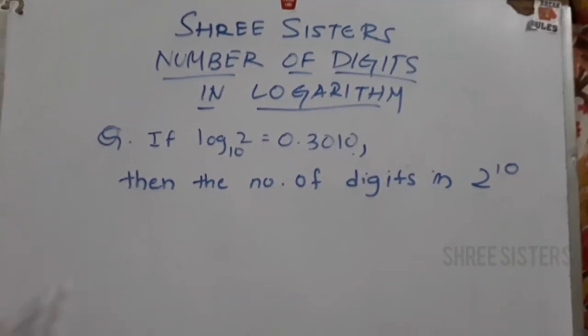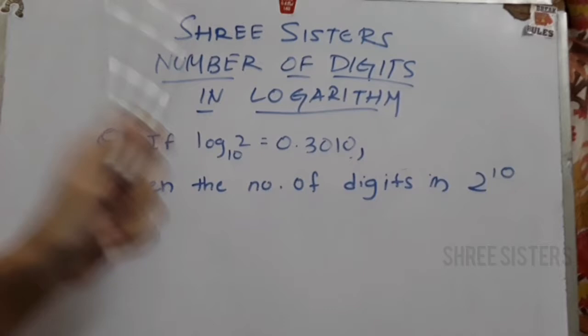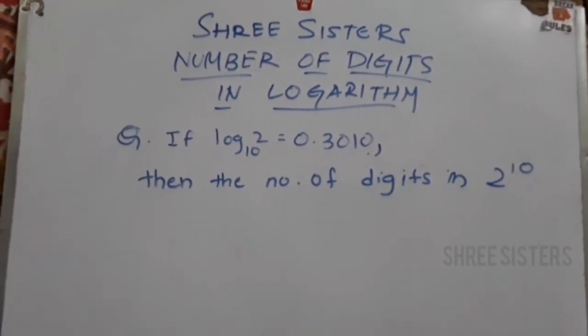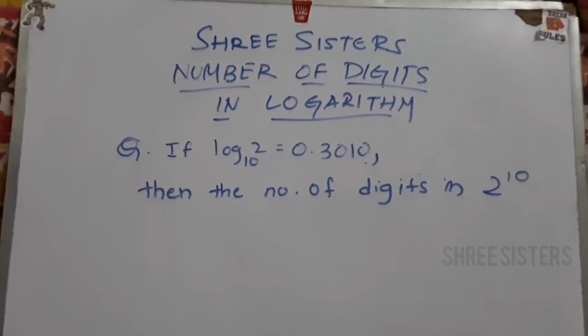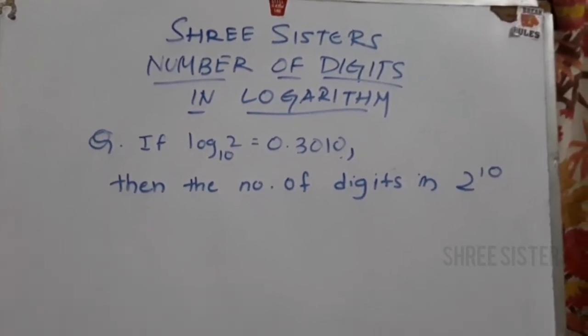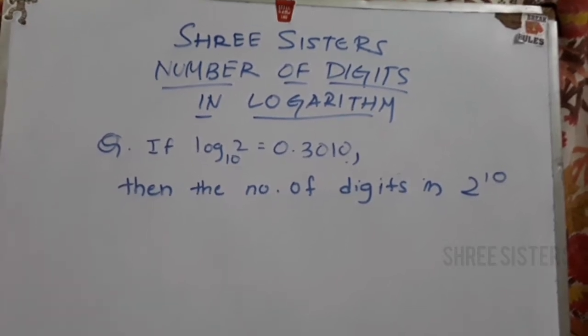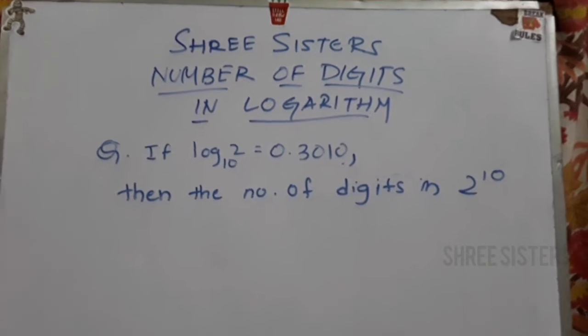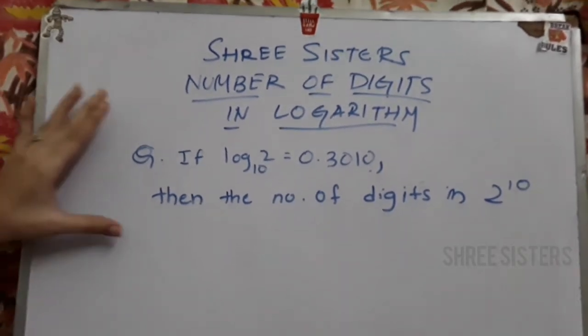In this video, we're going to see how to find the number of digits in a number if they give you a log value like log equals this value, and ask you to find the number of digits in some other value. So let's get started. I'm going to take two examples and show you how to find it, and you can later do it by yourself and slowly understand what you should do.